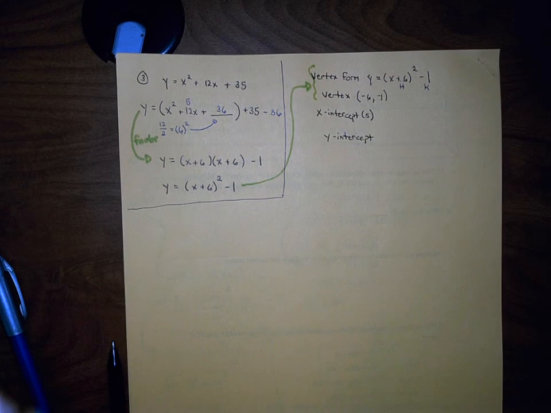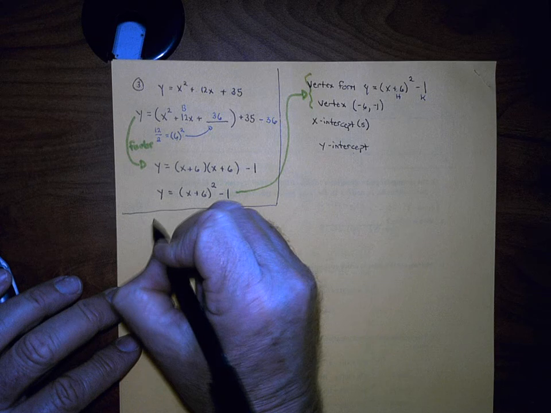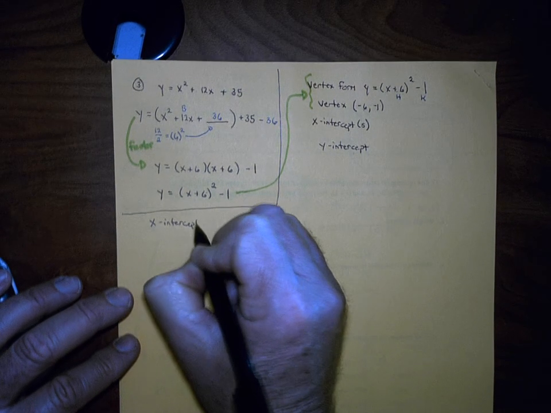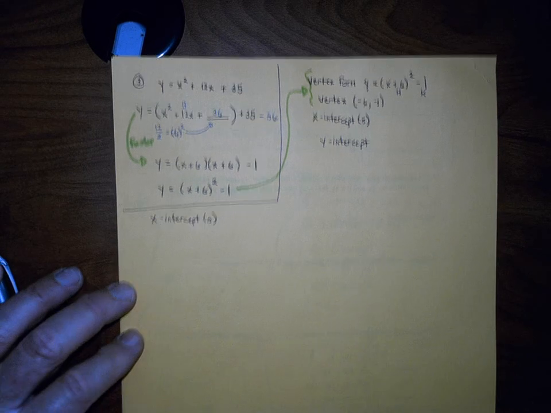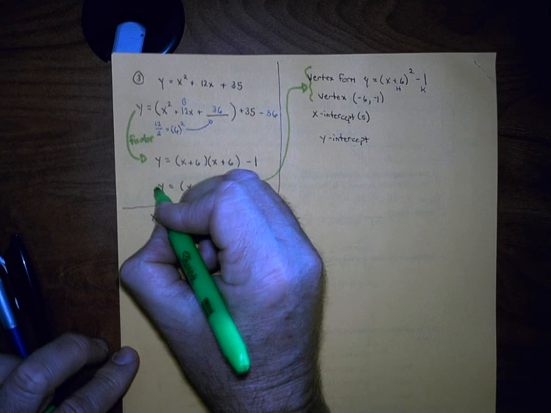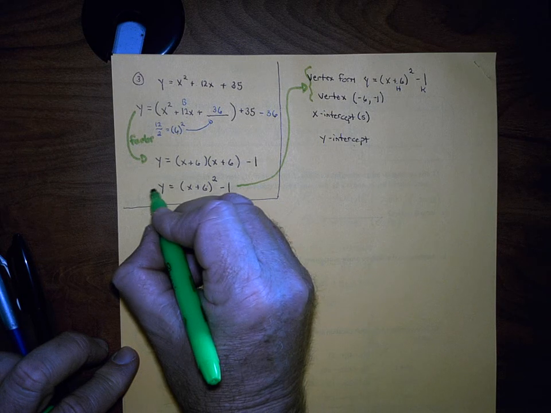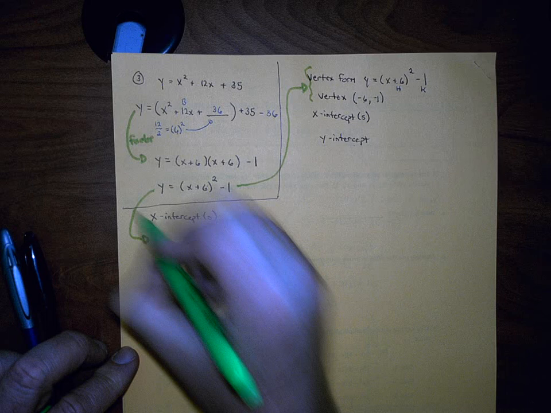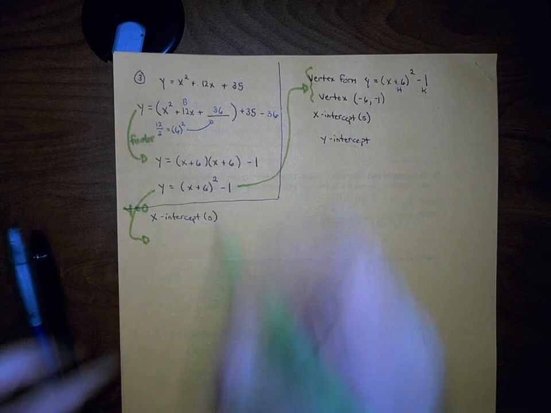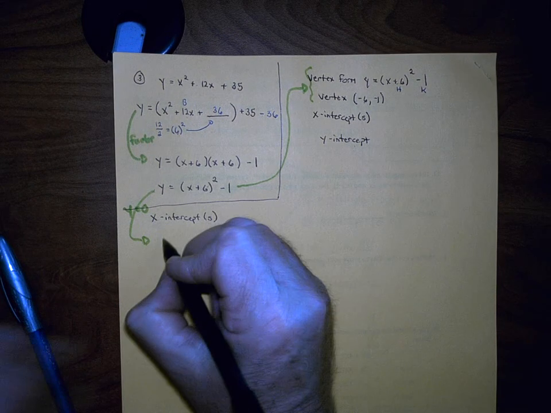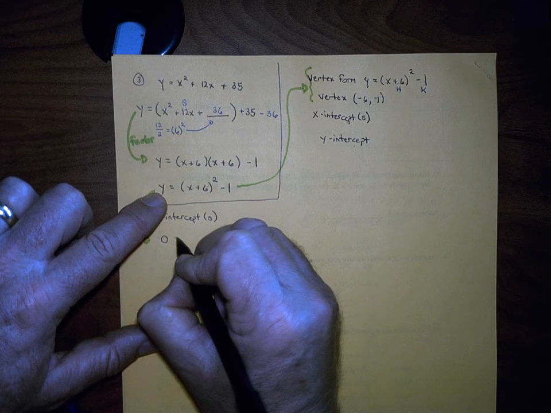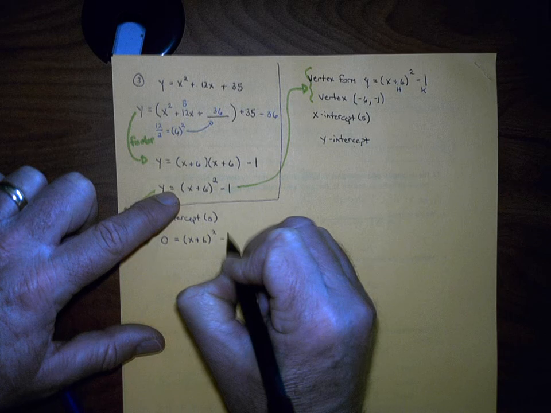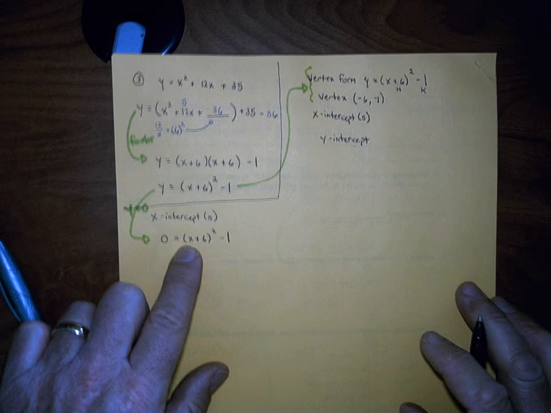So next I'm going to find my x-intercepts. Okay, and there could be 1, there could be 2. So how do I do that? Remember, I take my equation in vertex form right here, and I just make y equal to 0. So my equation would become 0 instead of y, equals quantity x plus 6 to the second power minus 1. And I solve this equation for x by isolating the x.